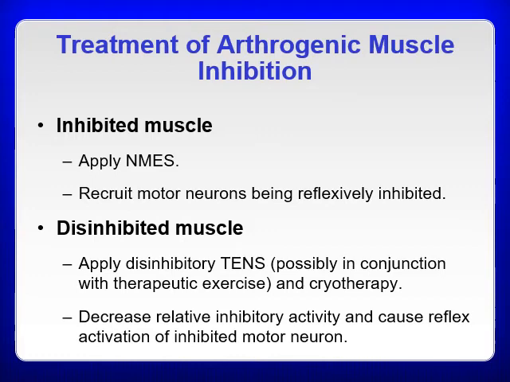So, treatment of specific arthrogenic muscle inhibition. This is how you would do that. For the inhibited muscle, you would apply neuromuscular electrical stim. Again, that'll help recruit motor neurons that are being inhibited. For the disinhibited muscle, you would apply disinhibitory TENS, possibly in conjunction with therapeutic exercise. So you'd apply TENS during the exercise and possibly use cryotherapy. What you'd be looking to do with this is disinhibit the issue, as that's what's going on with arthrogenic muscle inhibition.